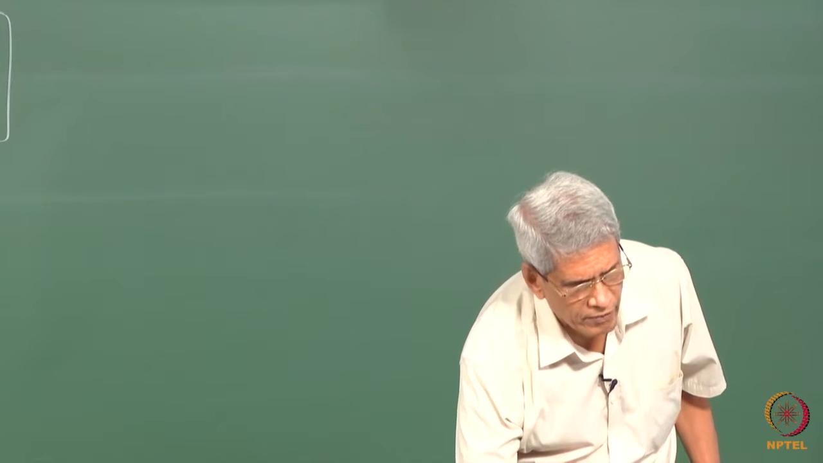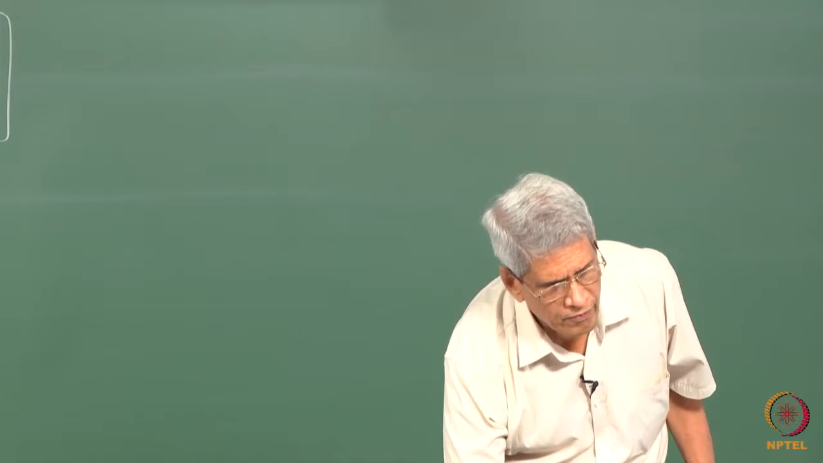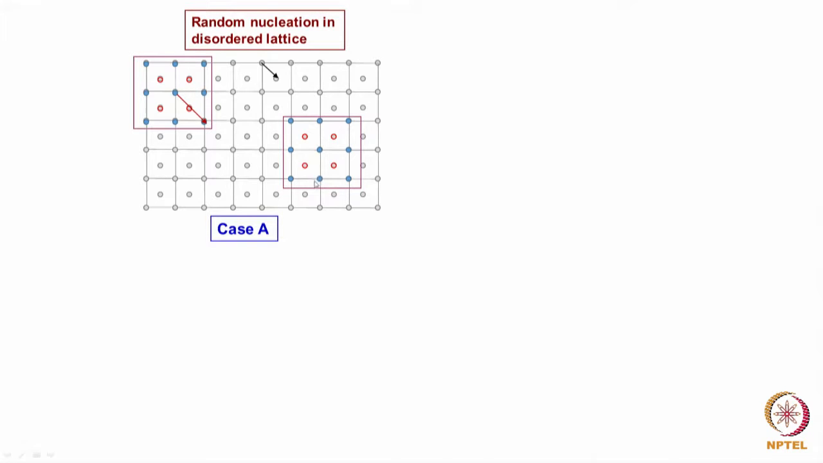We have two nuclei, which we have shown here. In these nuclei, the translation vector for a perfect dislocation, that is, the shortest translation vector in the disordered lattice, is a/2 <111>. This is the translation vector.